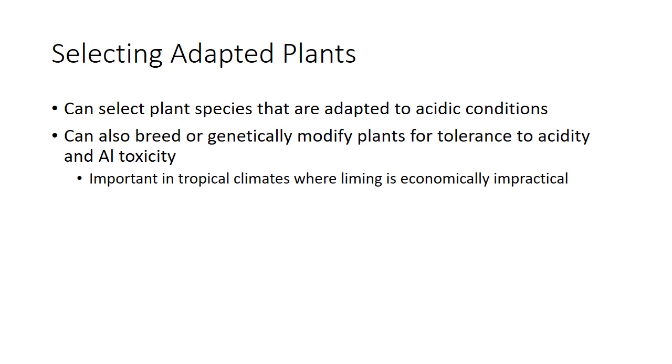Another strategy is to select adapted plants. So you can change what plants are growing on a landscape to plants that are more tolerant of acid conditions. So this is another strategy. So just changing what's grown, and also people can breed or genetically modify plants to tolerate more acidity and more aluminum toxicity. So this is becoming increasingly important in tropical environments where liming is just economically impractical.